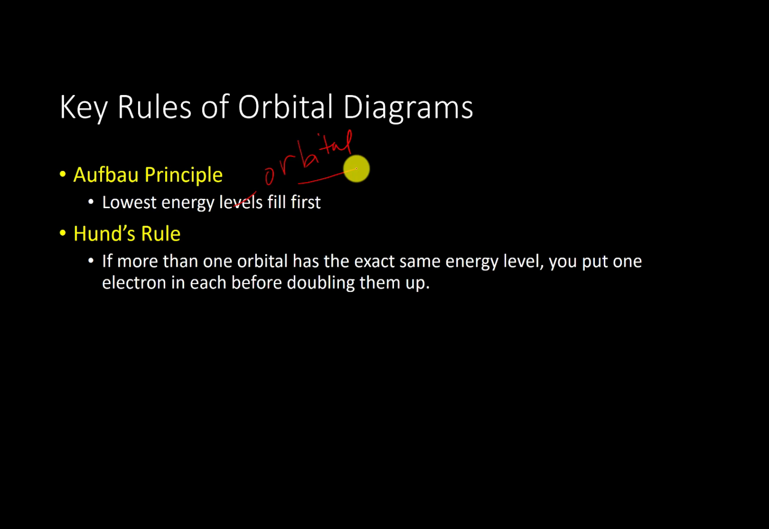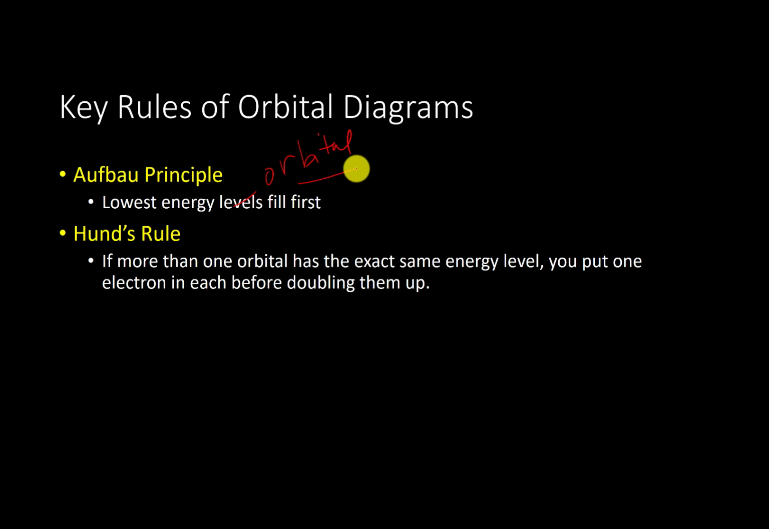Hund's rule, this is a new one that you haven't learned yet. But not a very difficult one. If more than one orbital has the exact same energy, you put 1 electron in each before doubling them up. Okay, so a good example of this is the 2p sublevel. The 2p sublevel has 3 orbitals. All 3 of those orbitals are the exact same energy. And so when the electron is trying to decide which orbital to fill, it wants to put 1 electron in each orbital first before doubling up.